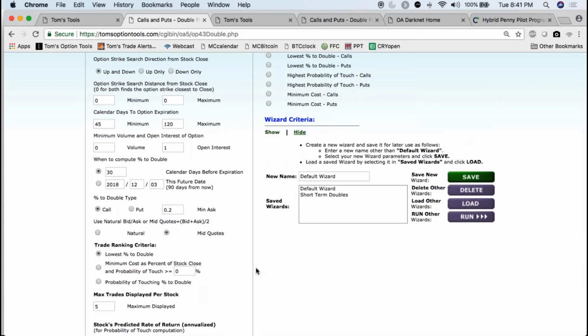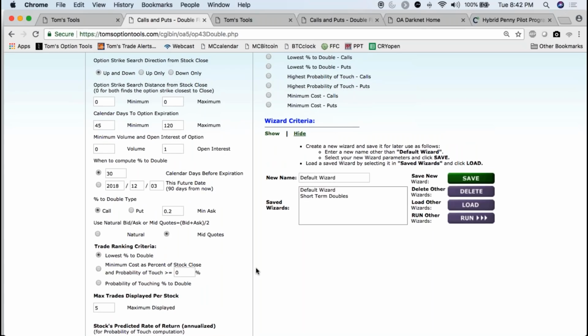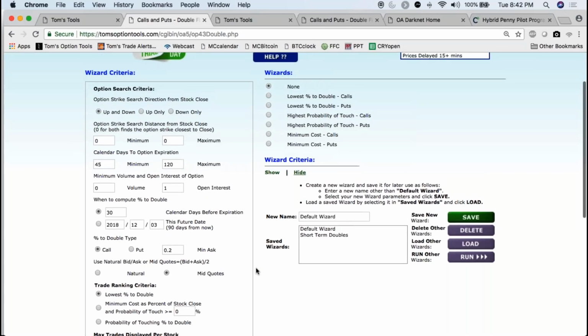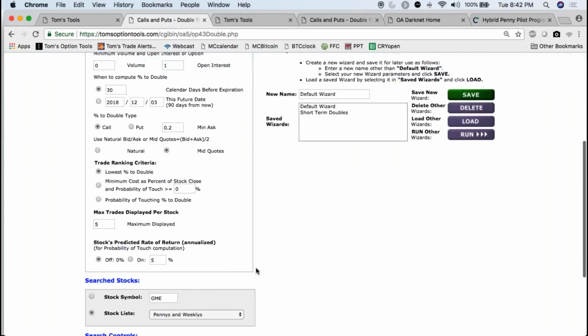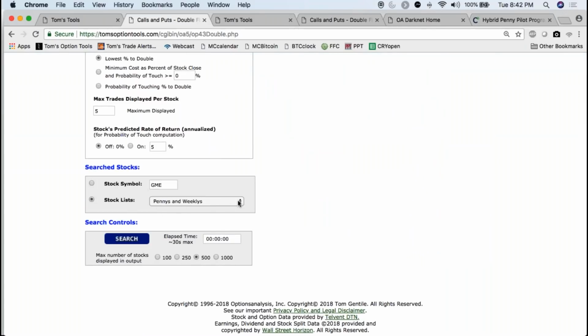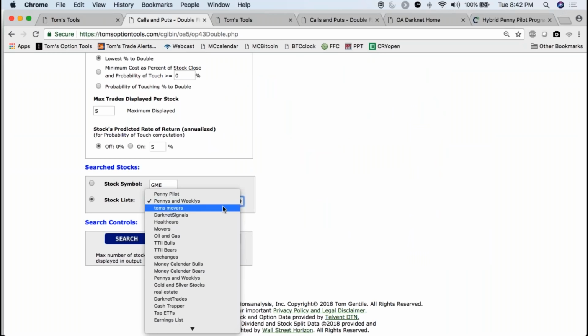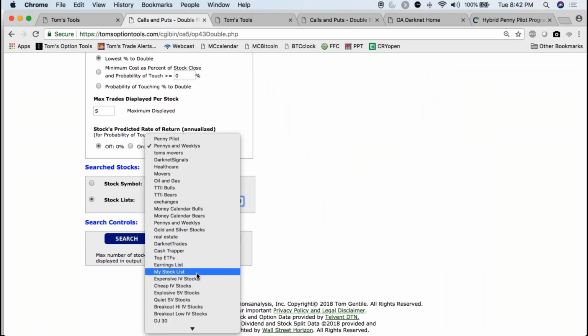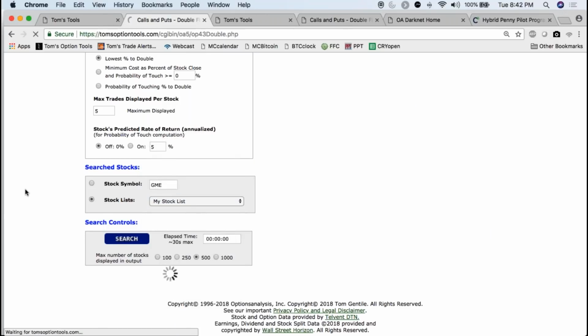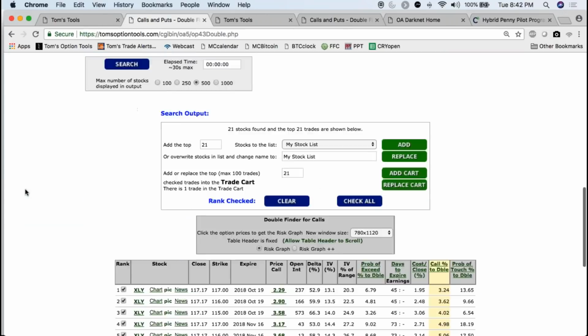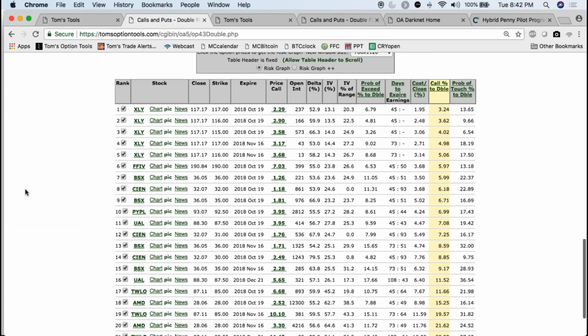So we could do this with every stock, but why? Why not do it with a small list of stocks that you have patterned to go higher? That's what we're doing. I'm going to come down here. I've got pennies and weeklies loaded up, but I don't want pennies and weeklies. I want my stock list, those 21 stocks that I just saved. There it is. That's what I want. It takes no seconds to get that going. And look what we have here.